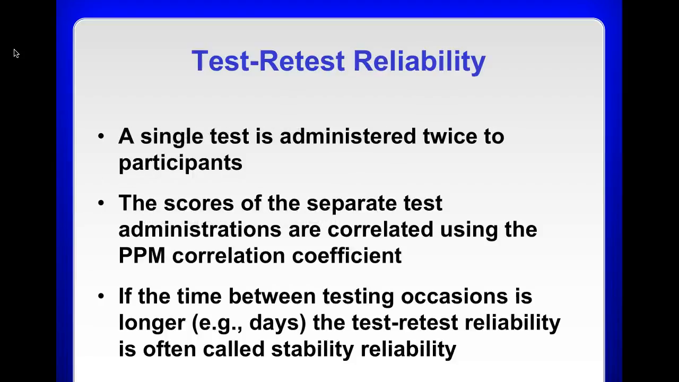Test-retest reliability is when a single test is administered twice to participants. For instance, I'm doing the FMS. The FMS is administered twice to the participants. Scores from the separate test administrations are correlated using the Pearson correlation coefficient. If the time between testing occasions is longer, the test-retest reliability is often called stability reliability. Is the same thing one day going to be retested the same the following day or a couple days later?